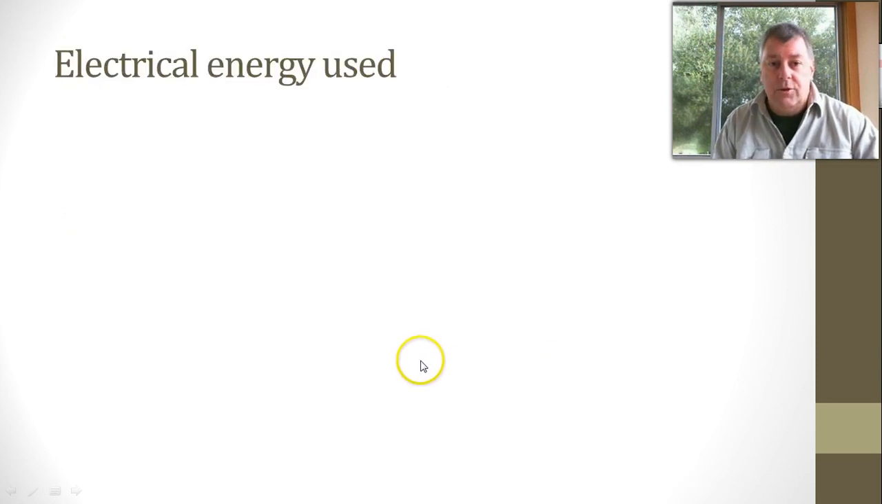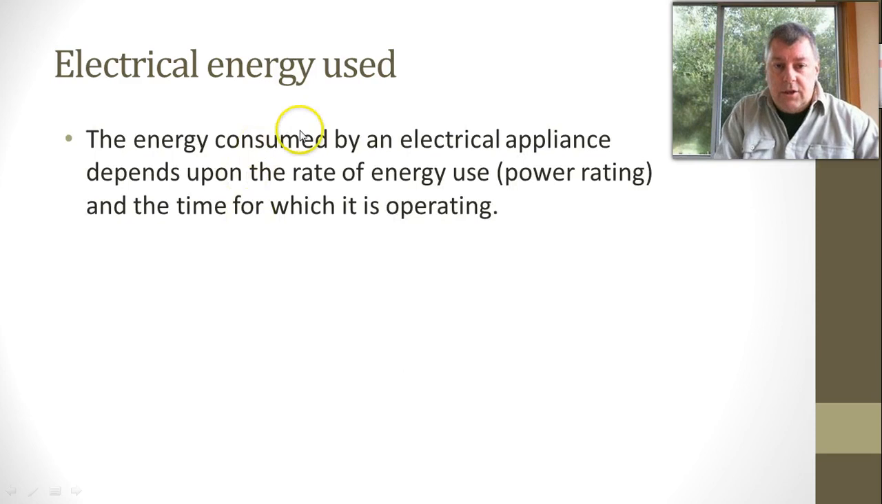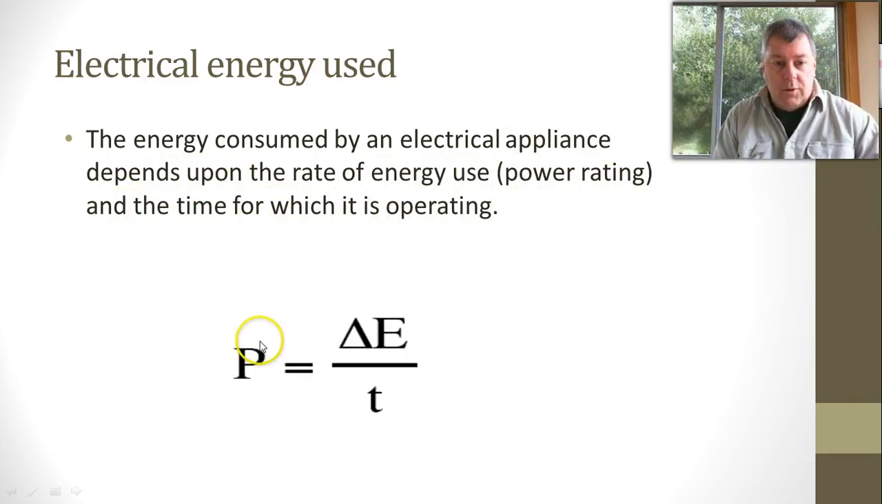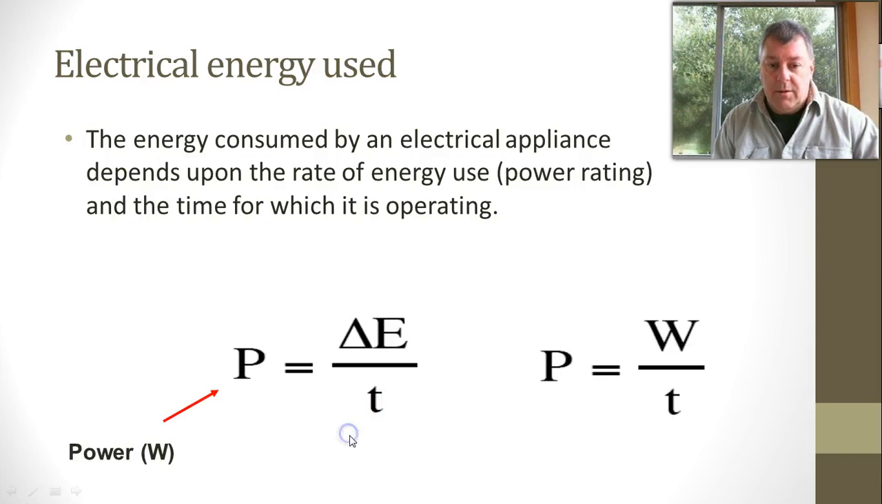So what about the electrical energy used? Well, the energy consumed by this appliance depends on the rate of energy use, or the power rating, and the time that it's being operated. So the power rating would be the energy being used divided by the time, and so that's the power in watts, and time is in seconds. And sometimes it's written like this, on your information sheet, where this is delta E, the change in energy, and that's equivalent to the work done.